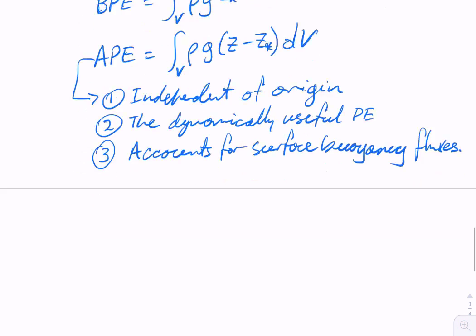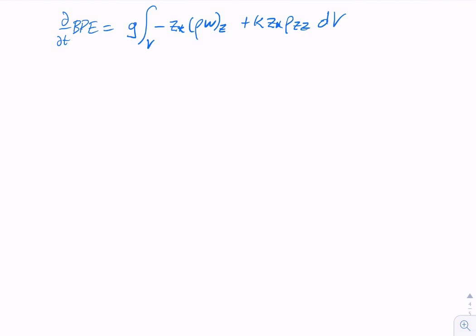To make the calculation of energetics including surface buoyancy fluxes, we follow the procedure we used to calculate the evolution of GPE and write the rate of change of BPE equals G times the integral over the volume of negative Z star times d/dz of (rho W) plus kappa Z star times rho_zz dV. Winters et al. 1995 have previously showed that the advective term in this equation cancels, but the derivation is a little convoluted, so we won't reproduce it here.